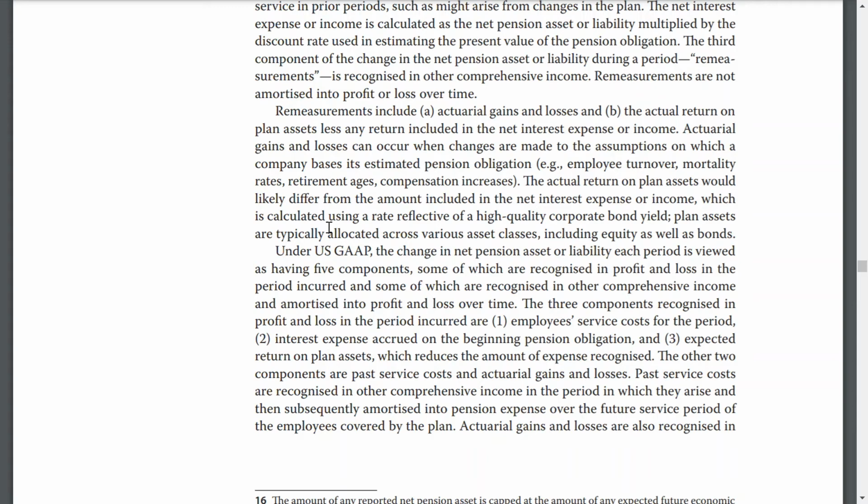The three components recognized in profit and loss in the period incurred are: one, employees' service costs for the period; two, interest expense incurred on the beginning pension obligation; and three, expected return on plan assets, which reduces the amount of expense recognition. The other two components are past service costs and actual gains and losses. Past service costs are recognized in other comprehensive income in the period in which they arise, and then subsequently amortized into pension expense over the future service period of the employees covered by the plan.